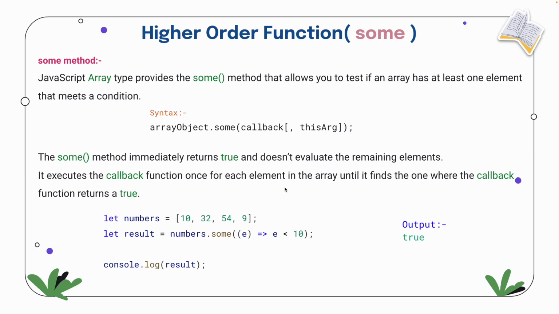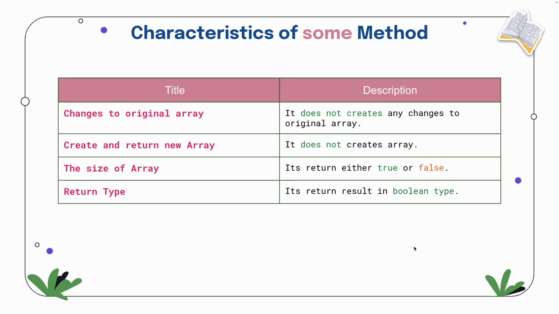Any doubt? See, here you can see 10, 32, 54 and 9. So any element which is less than 10. You are understanding, good. Same thing here also: 10, 32, 54, 9. So any element less than 10. First no, second no, third no, but fourth yes. So as any element satisfies this condition, the output will be true. That's it. Done. Understood?